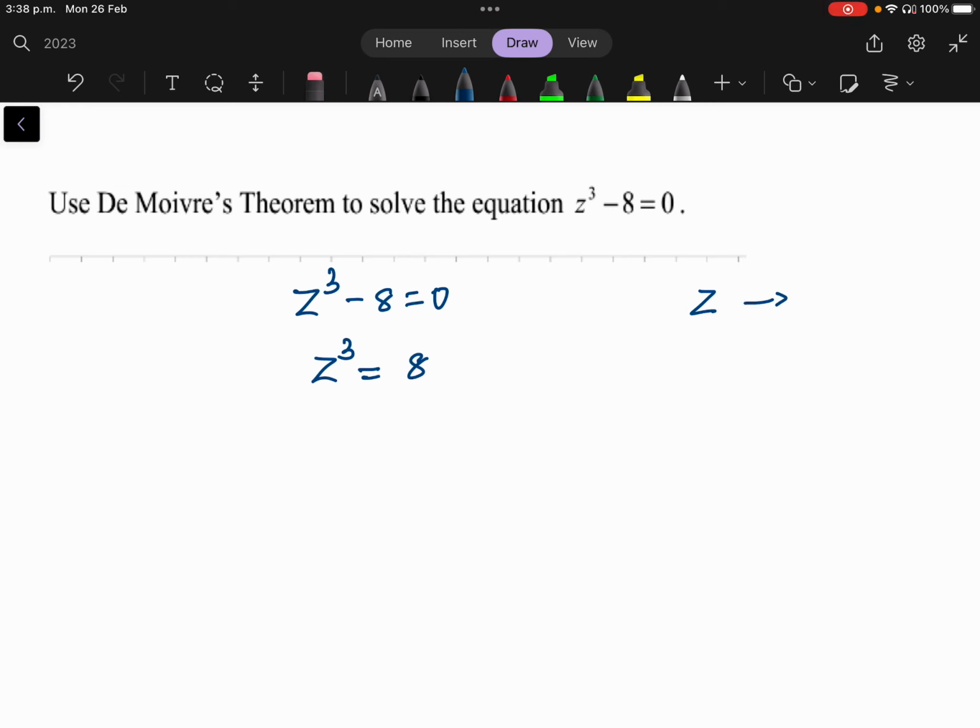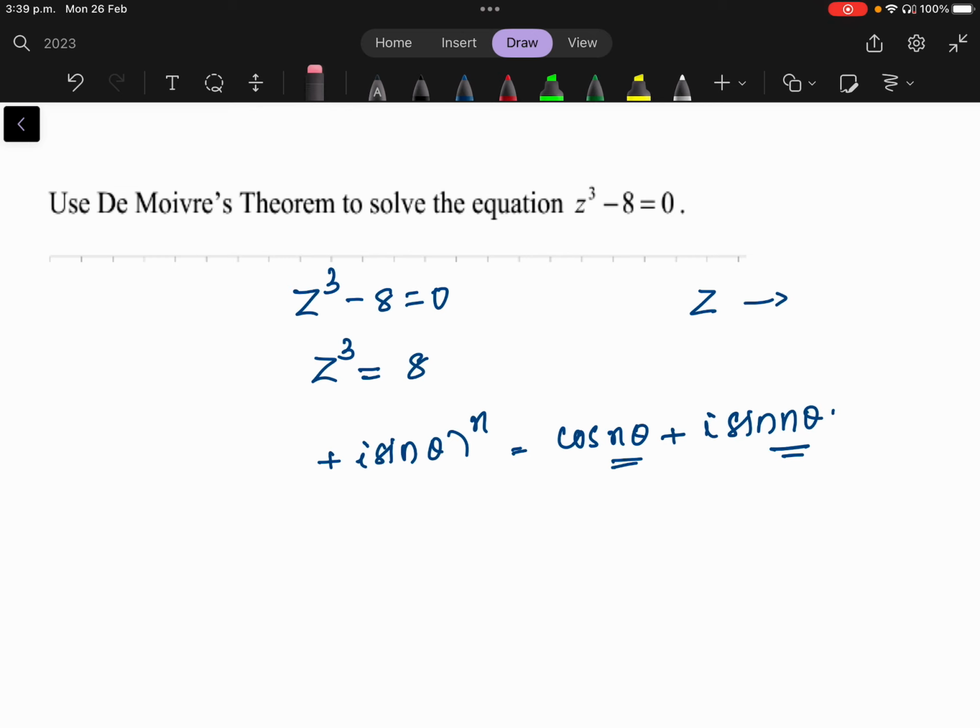And what does De Moivre's theorem state? It states that cos theta plus i sin theta, which is a complex number in polar form, to the power of n can be written as cos n theta plus i sin n theta. So n will come in between here in the cos and the sine. So this is De Moivre's theorem in general.